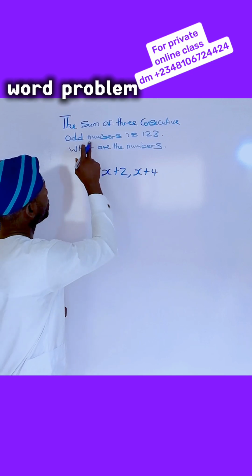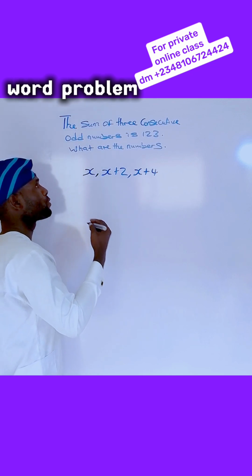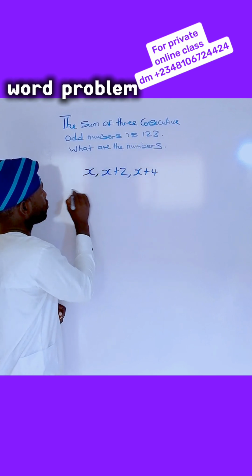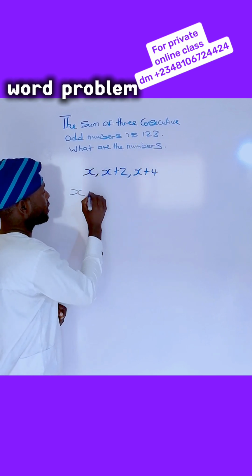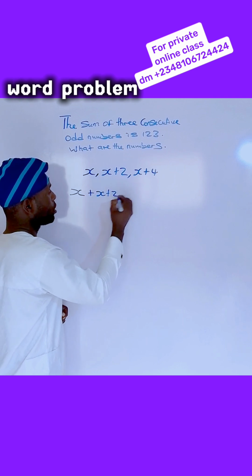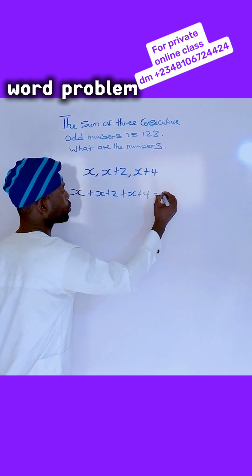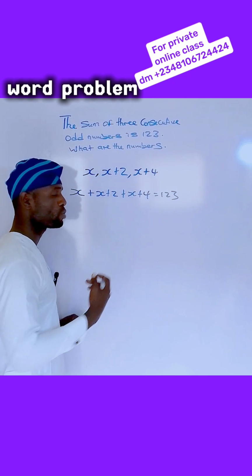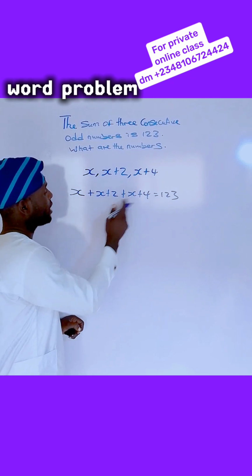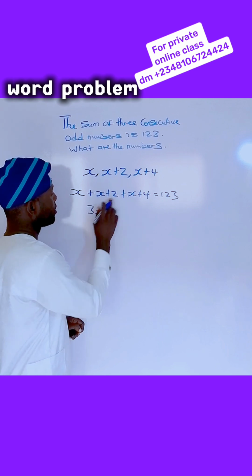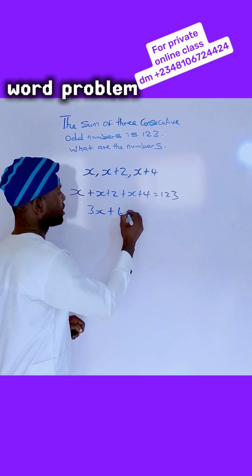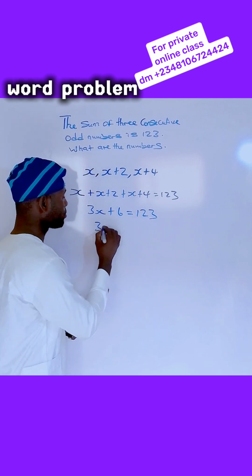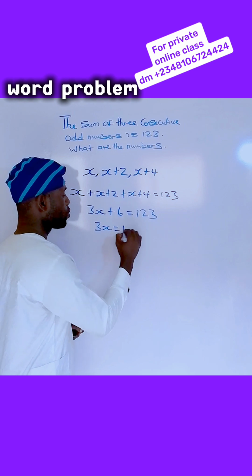Going back to the question, it says the sum of three consecutive odd numbers is 123. We add the numbers together: x plus x plus 2 plus x plus 4 equal to 123. Now, let's add them according to their terms. x plus x plus x, we have 3x. 2 plus 4, we have 6, equal to 123. Collecting like terms, we have 3x plus 6 equal to 123.